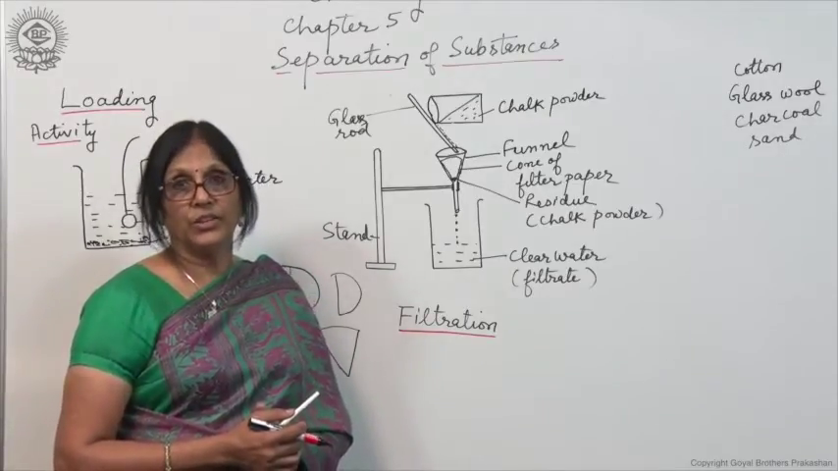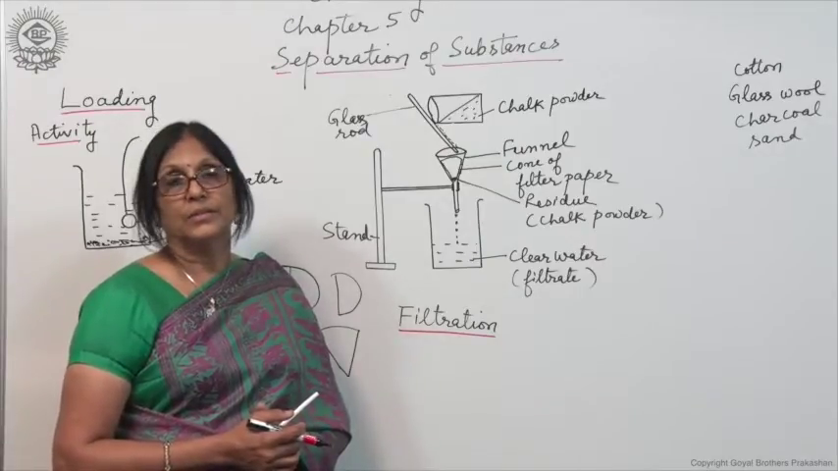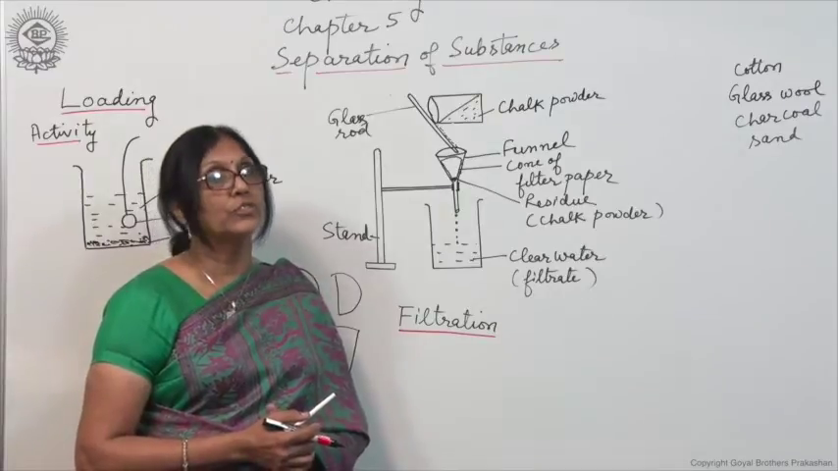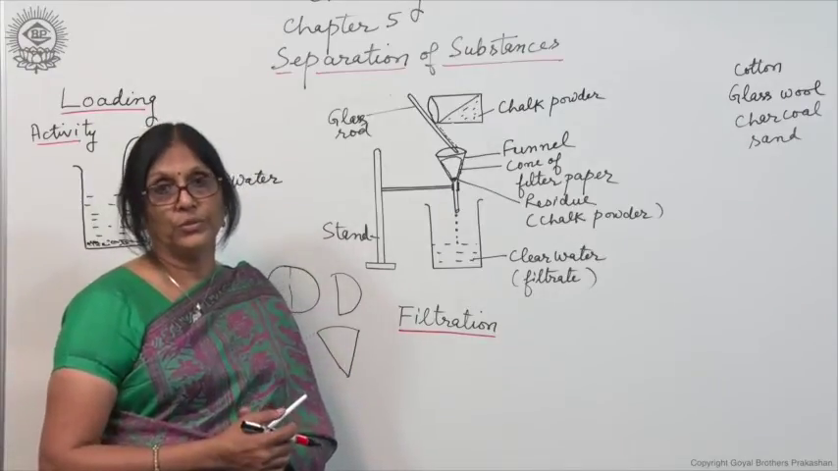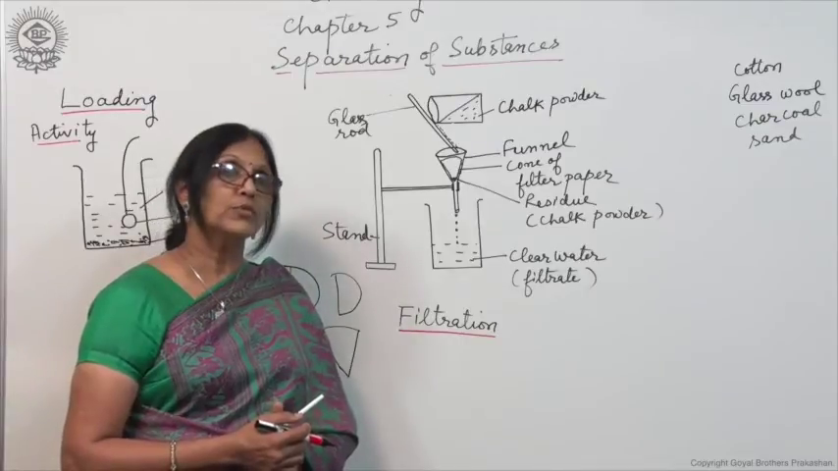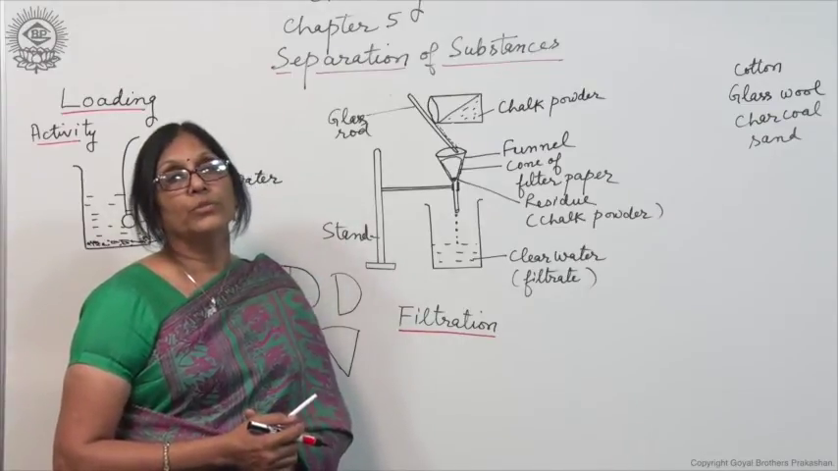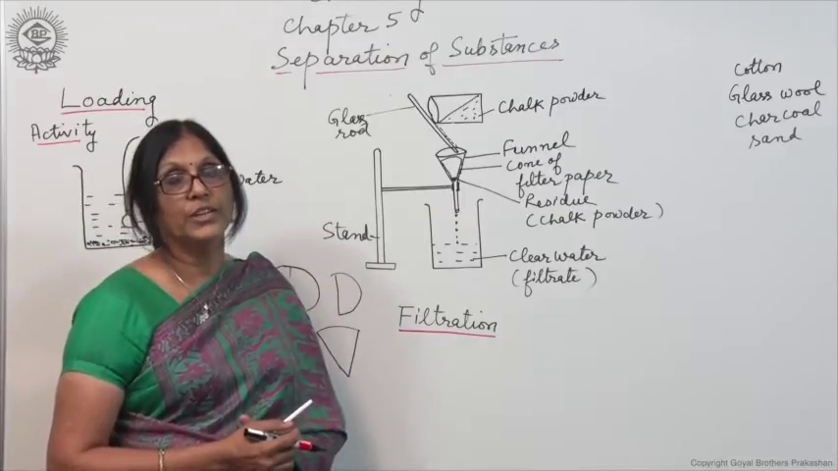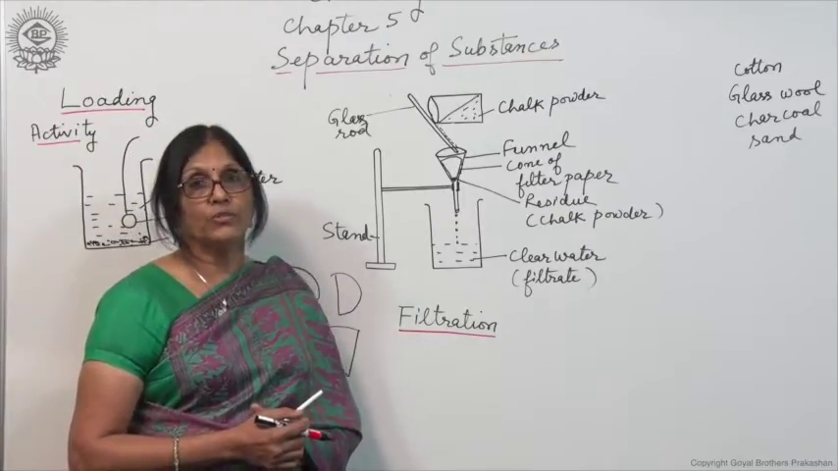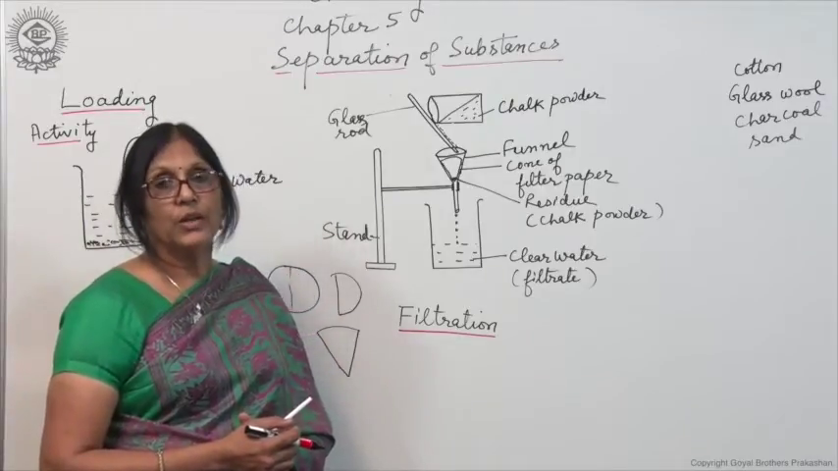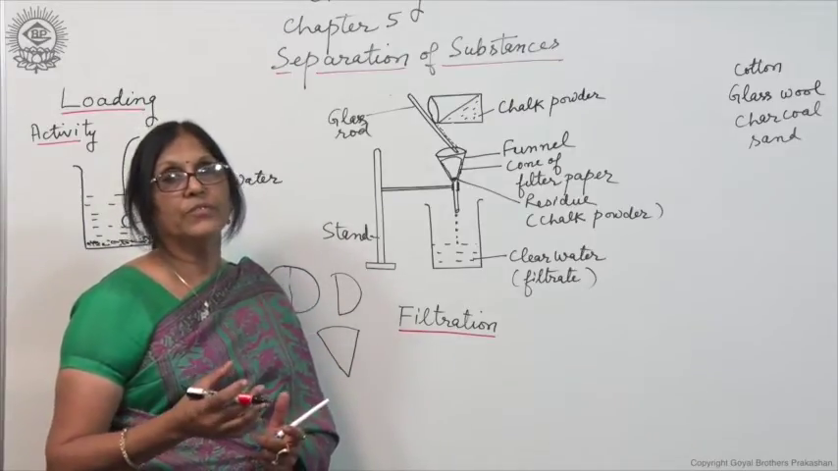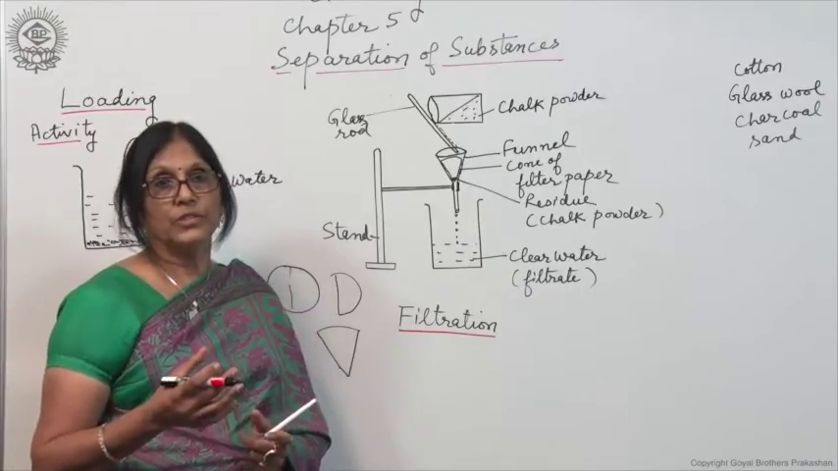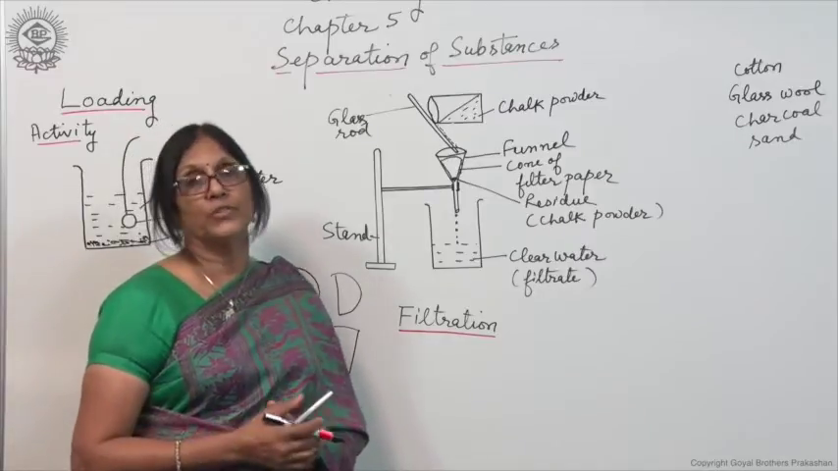kill the germs and bacteria present in the water, and also there are certain purifiers in which resins are used, resins which remove the solid impurities. And also you have seen RO purifiers which are used at home nowadays, in which reverse osmosis is the process used. Now these RO purifiers are fitted with a semi-permeable membrane, which does not allow certain particles to pass through it.